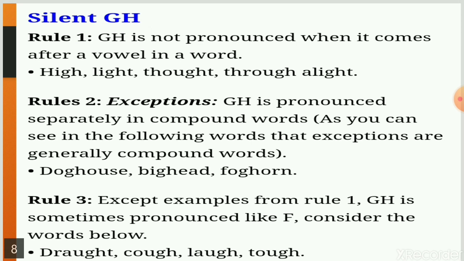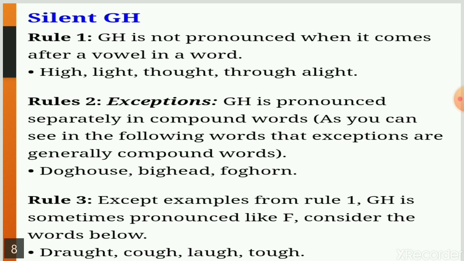See, here GH is there, and before that there is a vowel. But these are exceptions, because the reason is clear that there is a compound word. We have to think logically to understand exactly what compound words are. Then the rule is not implemented for that case. We have to pronounce each and every word very carefully because of the compound words. Doghouse, bighead, foghorn.